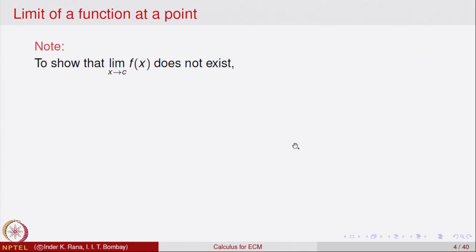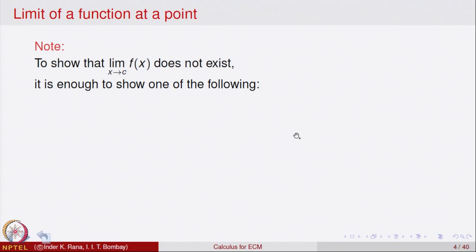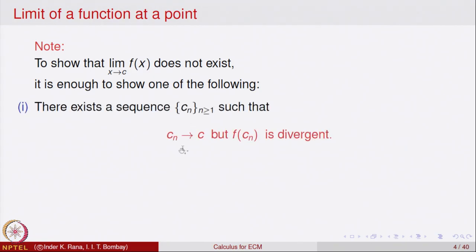By the definition of the limit of a function at a point, the limit will not exist if one can show that there is a sequence C n in the domain, C n converging to C, but f of C n does not converge; it is divergent. So, this is one condition which may be satisfied to show that the limit does not exist.